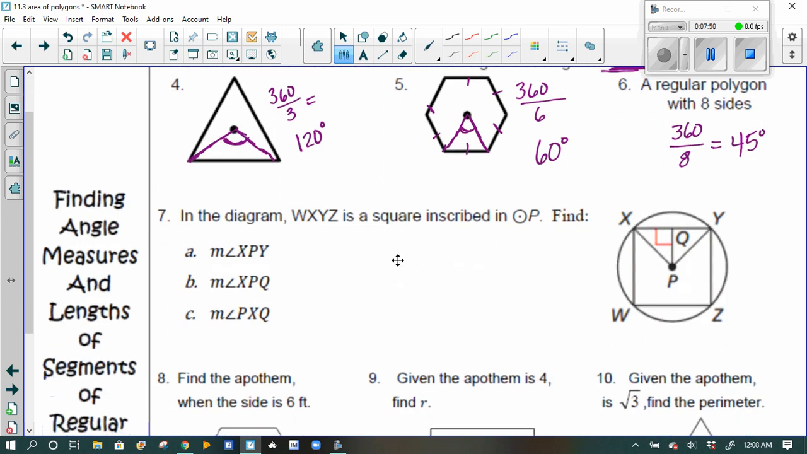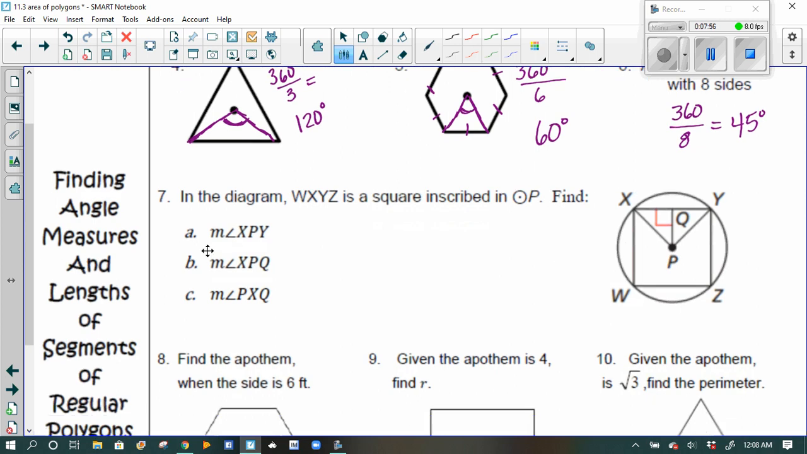So in this diagram, we have WXYZ, and it's a square, and it's inscribed. So we're going to find the measure of angle XPY. So they want us to find this central angle. So the central angle is 360 divided by 4. So that would be 90 degrees. So this is a 90-degree angle inside.